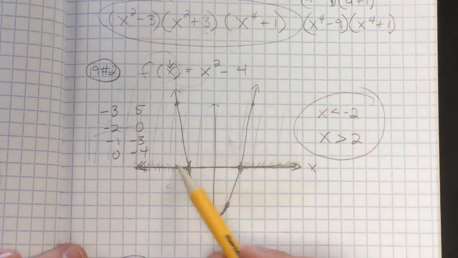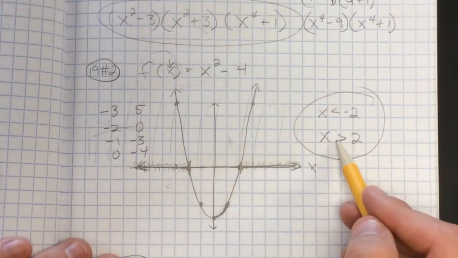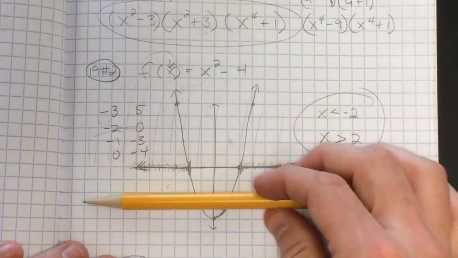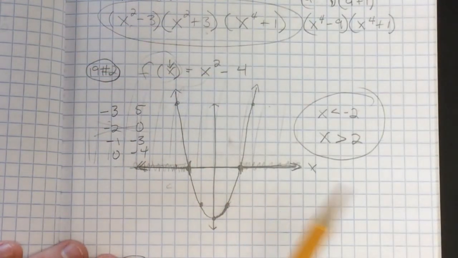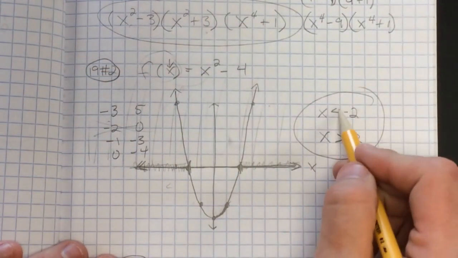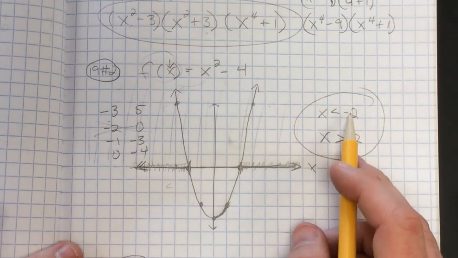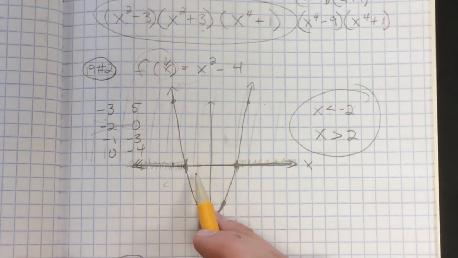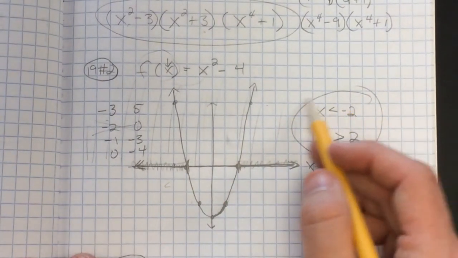Any x values less than -2 or any x values greater than 2 are going to give us outputs that are bigger than 0. 2 doesn't work. We can't put equal to here because -2 produces an output that's exactly 0. We want them to be greater than 0. So those are our answers.